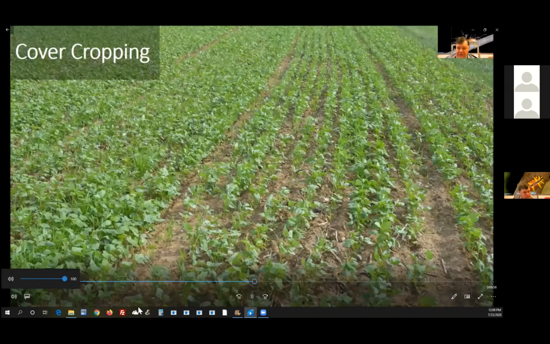Cover cropping can be used to sustain pollinators and natural enemies of pests on the farm. In this photo, you see a buckwheat southern peas mixture that has been drilled as a cover crop. This increases natural enemies and has been shown to slow or prevent the development of some pest populations.